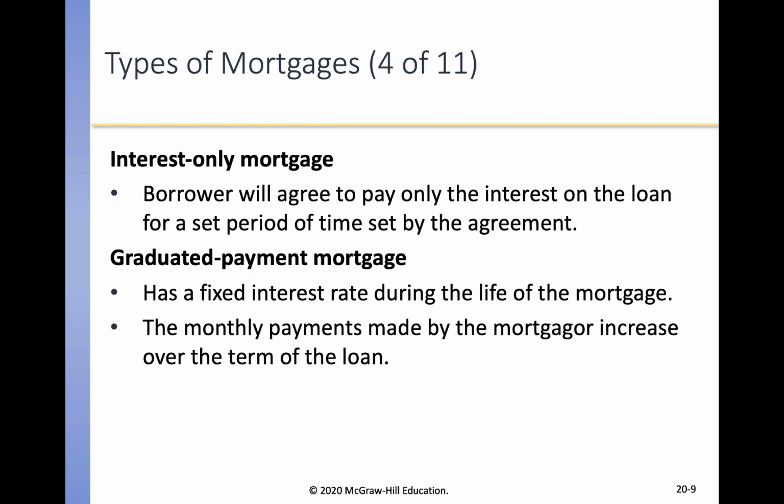There's an interest-only mortgage, which allows the borrower to only pay the interest on the loan. So they're not repaying any of the principal, any of the amount they actually owe. They're just paying interest, and that's for a set period of time set by the agreement. There's a graduated payment mortgage. This has a fixed interest rate during the life of the mortgage. The monthly payments made by the mortgagor, though, are going to increase over the term of the loan. So it starts smaller, it gets larger.